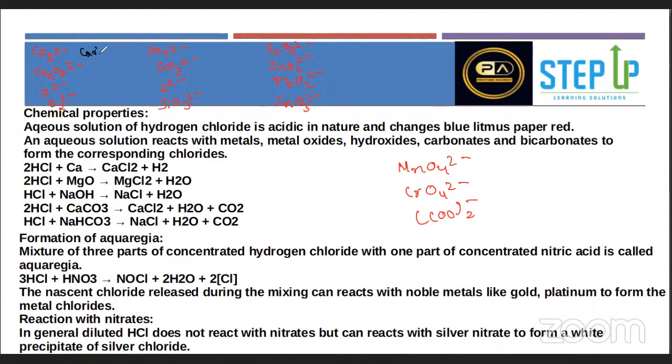This will be carbonate, dichromate, oxide, peroxide, sulfate, sulfite, sulfide. SiO3 is silicate. S2O3 2 minus is thiosulfate.